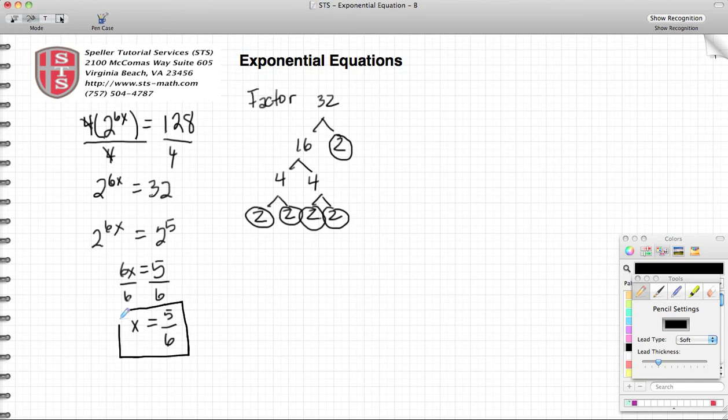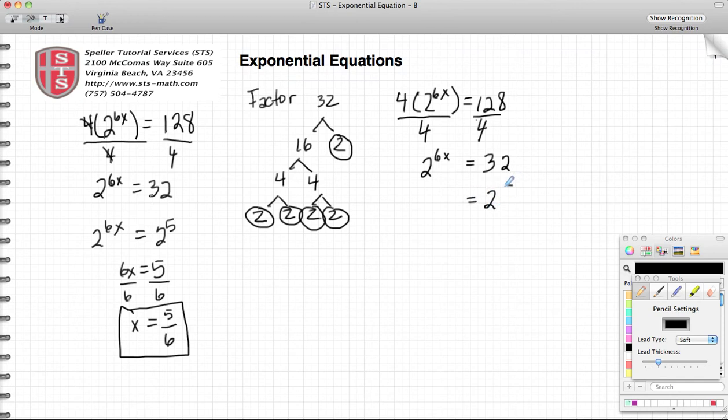Now what we want to do is to go ahead and check this problem to make sure that we've done it correctly. So I'm going to go back to our original equation, which is 4 times 2 raised to the 6x power, and that there is equal to 128. We're going to go ahead and do our first step, which was to divide both sides by 4. That gives us 2 raised to the 6x power is equal to 32. From what we've done previously, we know that 32 is the same thing as 2 to the 5th power, and then we're going to substitute this 5/6 in for the x that we see here.